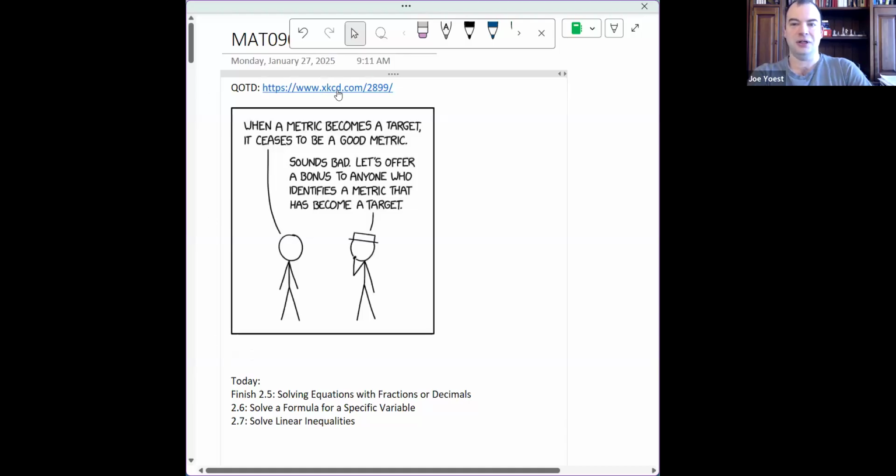The quote of the day today is a comic from XKCD Comics. They make funny math, science, or just generally nerdy comics. In this one, the guy on the left says, when a metric becomes a target, it ceases to be a good metric. I think this is sometimes known as Goodhart's law.